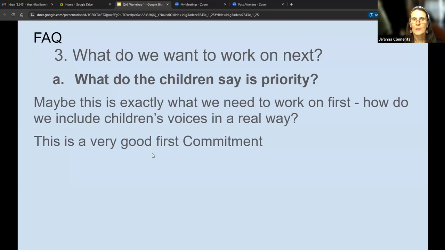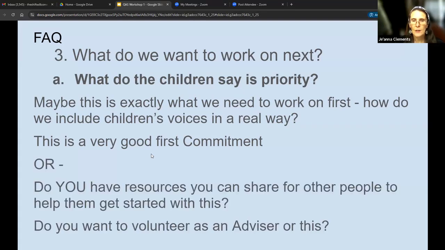Figuring out how to actually make sure that the children's voices can be included in a way that they actually feel safe and heard, and it's genuine participation rather than just being token. On the other hand, you might already have children very involved in decision making, in which case do you maybe have resources that you can share for other people? We actually want to create a nice resource directory on all sorts of things, but starting with exactly this, with how to actually go about involving children in a participatory way. Or maybe you even want to volunteer as an advisor for this.